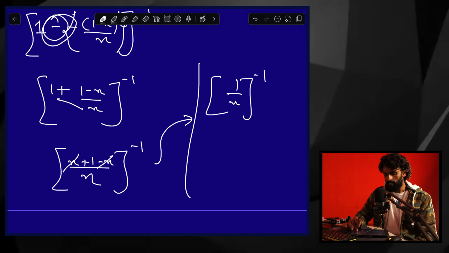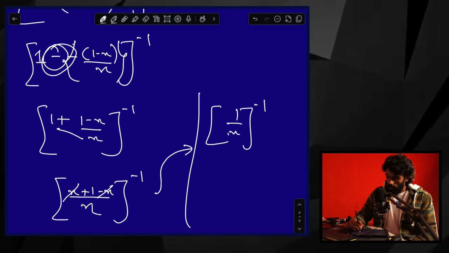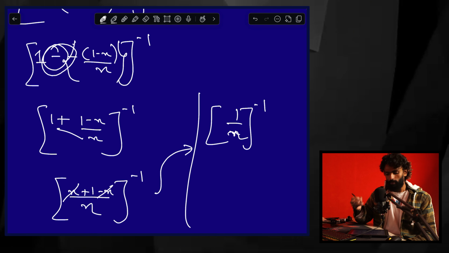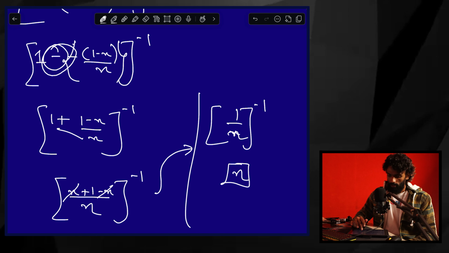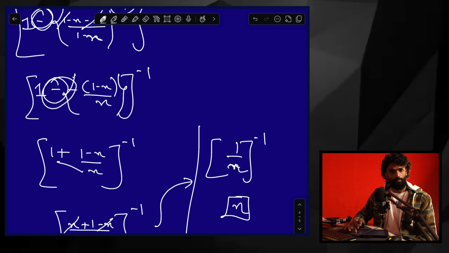So if you see, we started with 3 brackets. I currently have only 1. I do not want the power to be negative. So what do you do? You flip the base. Once you flip the base, the answer becomes n. This is your answer. Such a complicated looking question, but the answer is as simple as 1, as simple as n.